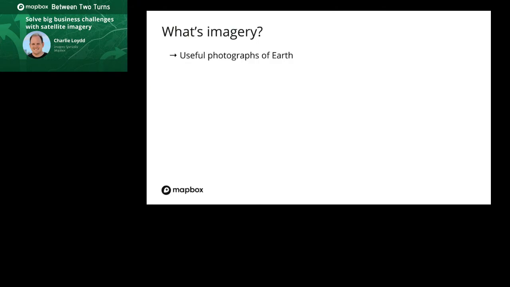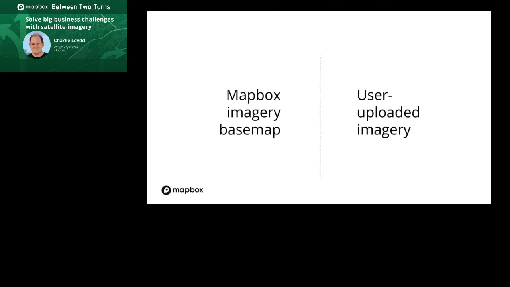So let's talk about imagery specifically. For our purposes today, imagery is any collection of useful photographs of the Earth. That's a very broad definition, but it fits the kinds of services we provide because we see people with a very broad range of needs. When we talk about imagery at Mapbox, we're really talking about two groups of products. One is the imagery base map, which is a global imagery layer that we curate and supply. And on the other hand, there's imagery that you bring to the platform. These both fit under the umbrella of imagery, and they're equally important to different projects.